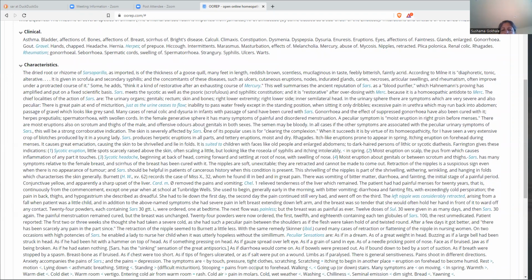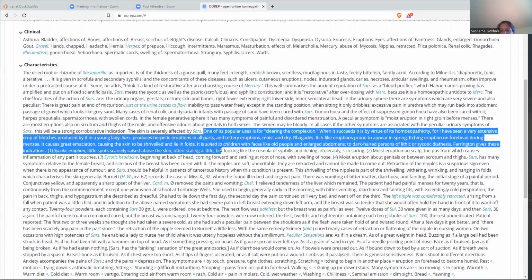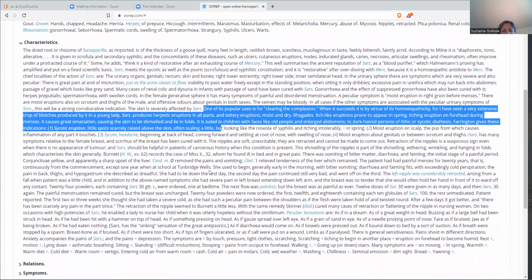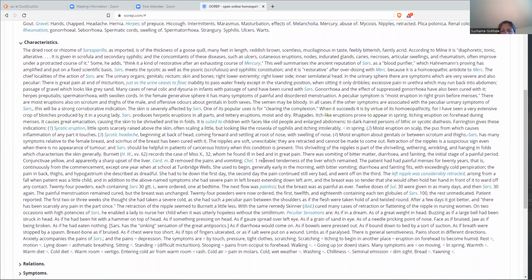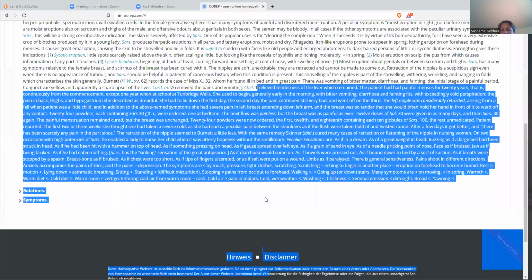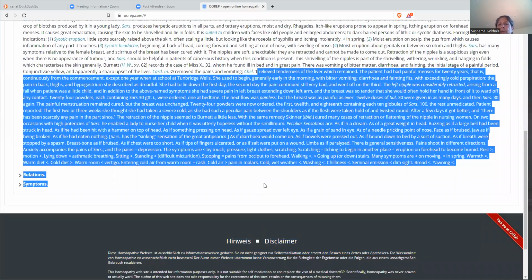Like an example, one of its most eruptions, pain between the flesh. Relieved tenderness of the liver, which remained. The patient had a painful menses for 20 years, that is continuously from the commencement, except one year when at school at Tunbridge Wells. She used to begin generally early in the morning with bitter vomiting, diarrhea, and fainting fits, with exceedingly cold perspiration. The pain in the back, thighs, and hypogastrium she described as dreadful. She had to lie down the first day. The second day, the pain continued until very bad, and so on.